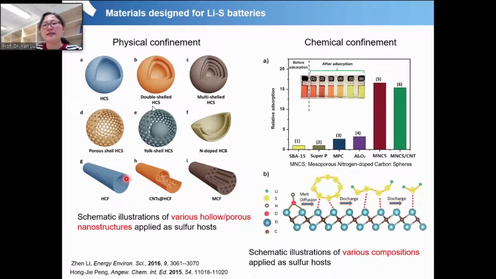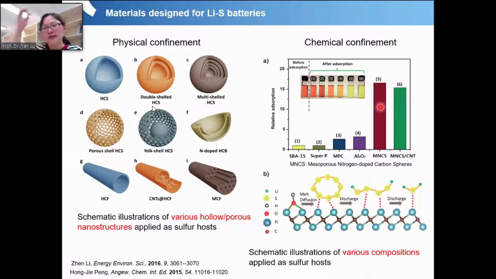On the other side, considering the chemical confinement, you need a special interaction between the polysulfide and your substrate, or your sulfur host. Here you have more possibilities, and I just give you two examples. The first example is based on nitrogen doped carbon. Due to this doping, you get an interaction between the nitrogen doped carbon and the polysulfide, and you can see that this material has a huge increase of absorptivity to the polysulfides.